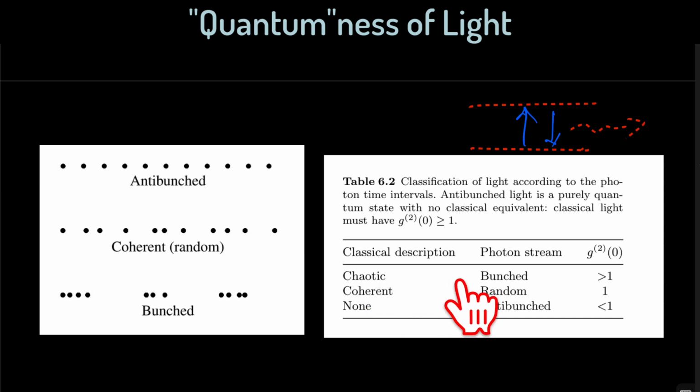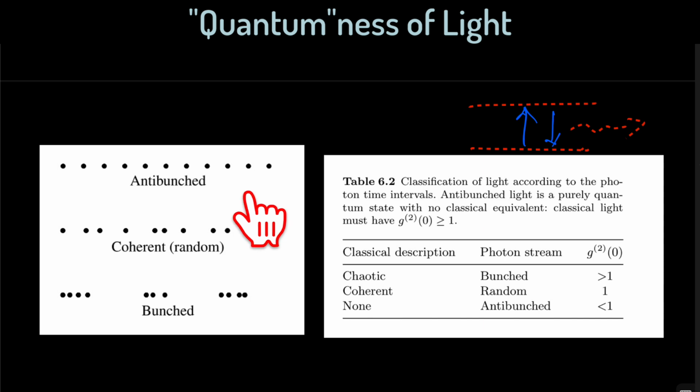The chaotic source, which is a conventional light source, has bunched photons, and therefore its G2 value at 0 will always be greater than 1. For the coherent source, in spite of the fact that it's random, its value is equal to 1, whereas there is no classical description for an anti-bunched photon, and therefore there is no classical equivalence, and its G2 value will always be less than 1.